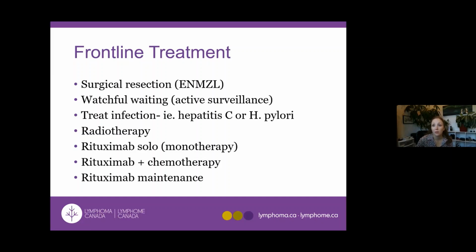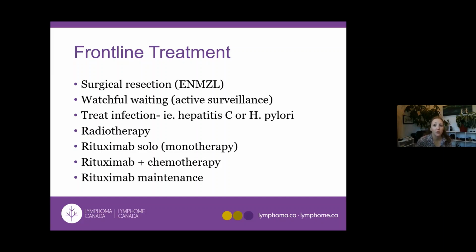So if people are asymptomatic, then it doesn't really make sense to give them the side effects of chemotherapy by treating them when they're otherwise very well. We know that it's very important to treat infections, and I'll talk about that a little bit more on my upcoming slides. Radiation is a very good option.